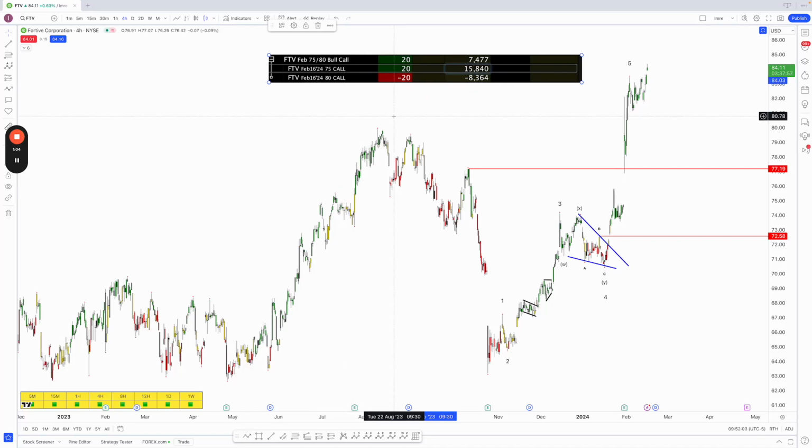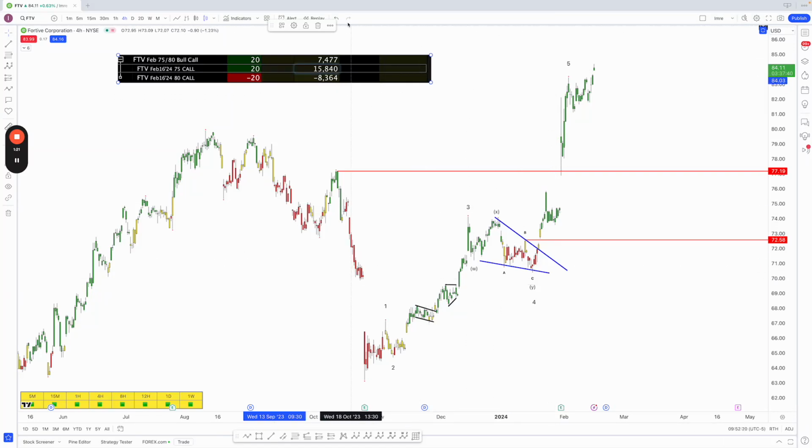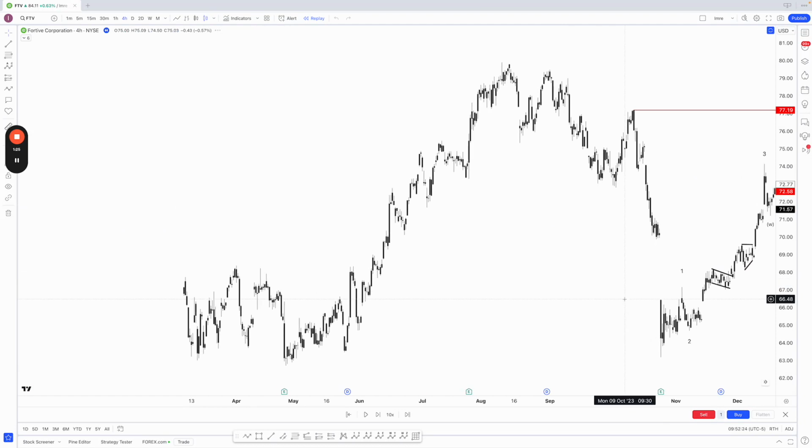So this was the trade. It was a 75-80 bull call spread. It's a net debit on the trade, right? So I am playing a directional, I'm looking to play directional bullish upside here. And at the time that I was looking to get into this trade, if we roll back the tape, this was kind of what I was looking at here in the chart.